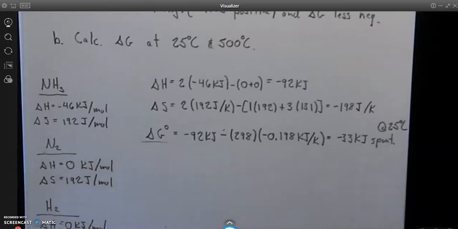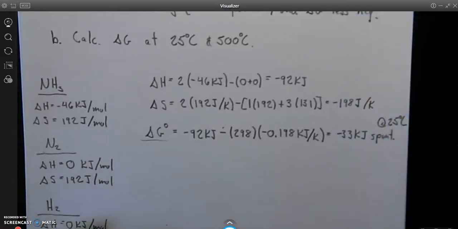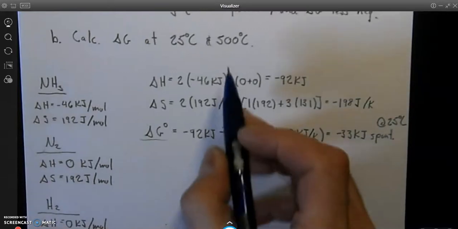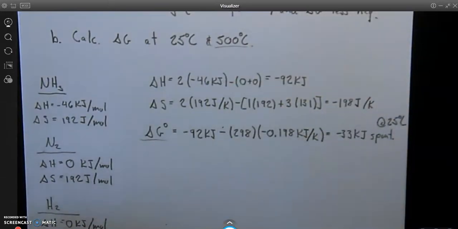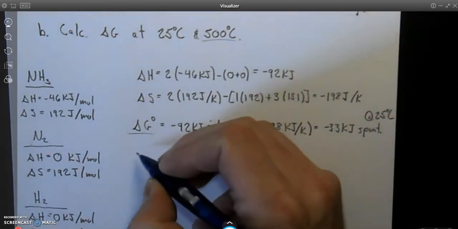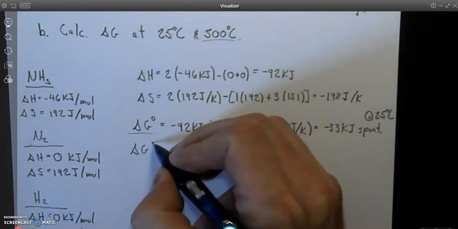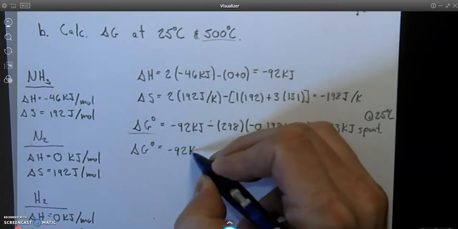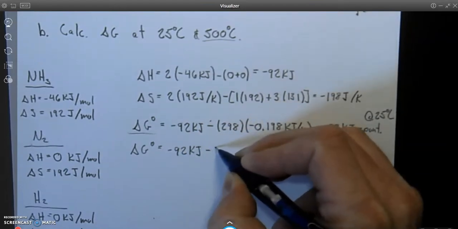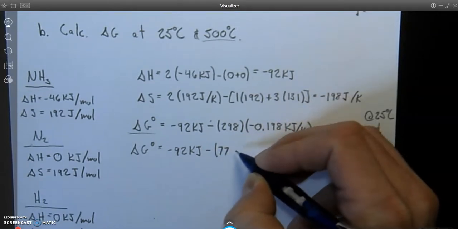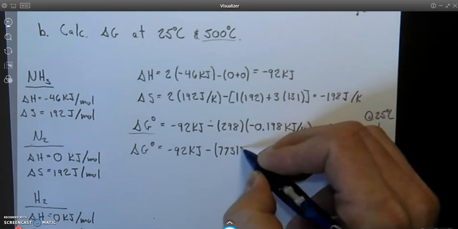All right, we just got done with the problem in which we were looking at the spontaneity reaction at 25 degrees Celsius. Now we're going to look at the same reaction, but we'll just change the temperature over. So we'll take a look at running that a second time. Delta G is still equal to negative 92 kilojoules. But this time with the temperature at 500 degrees Celsius, we'll be at 773 Kelvin.